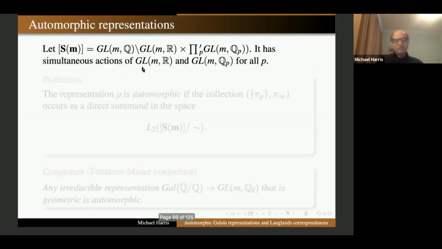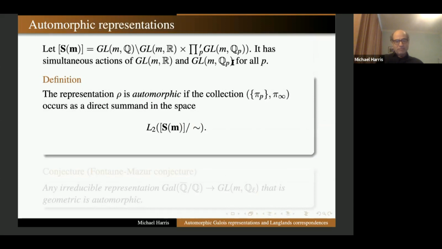Well, we have an action on the right of this space called Sm, S for symmetric, and GLm(R) acts and GLm(Qp) acts. And I define a representation rho to be automorphic if this collection, so we can take the tensor product of these pi p and pi infinity. Again, it has to be a specific kind of tensor product. And the representation is automorphic if this collection occurs as a direct summand in this space.